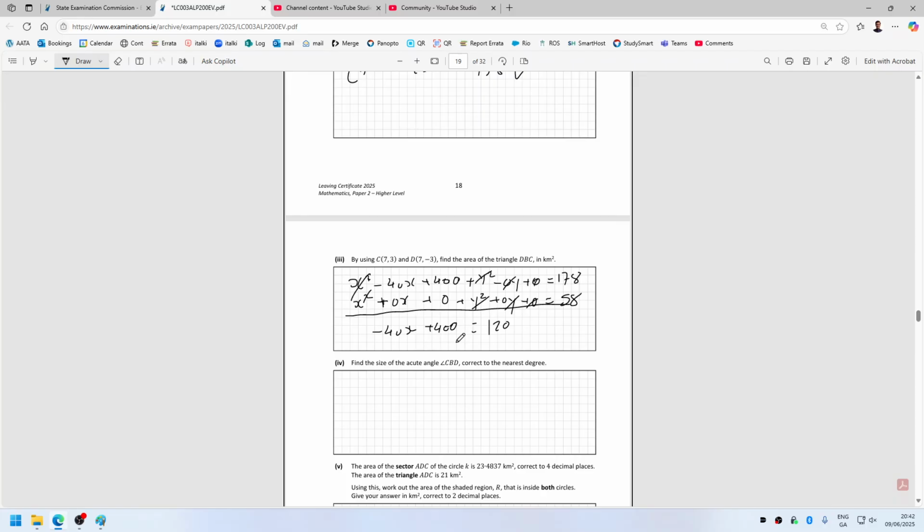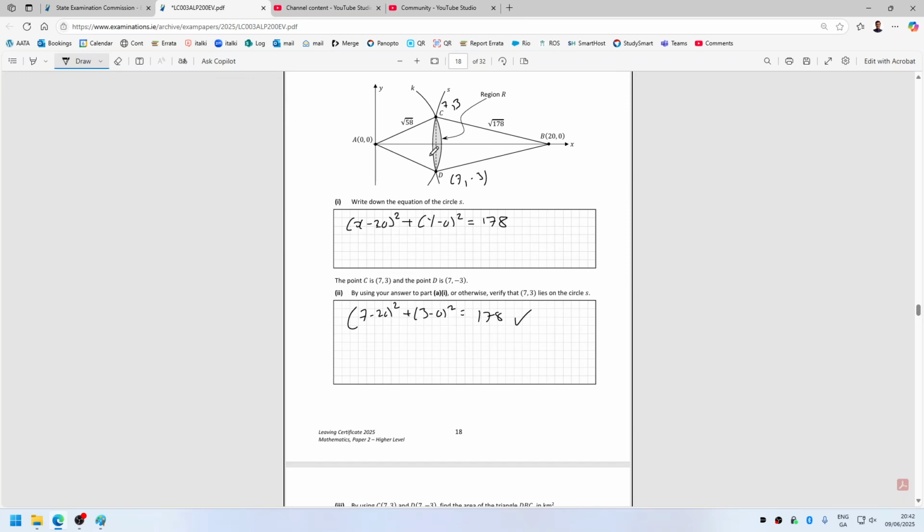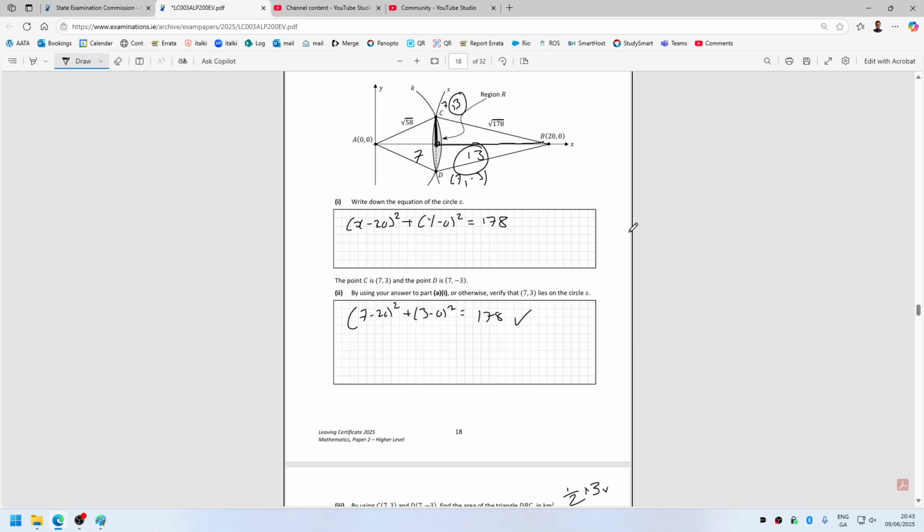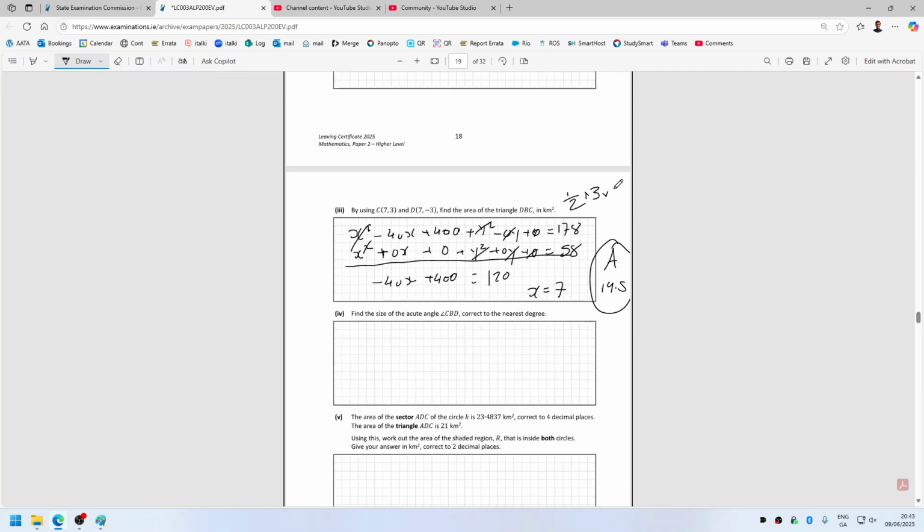120 minus 400 divided by minus 40. So that's the equation x equals 7. So this here is at 7. So 7 to 20 is 13 units. And this height here is 3 units. Isn't it? So it's just a half times 3 times 13. So the area is 19.5. A half times 3 times, what did I say? 13. I guess. Maybe. Who knows?